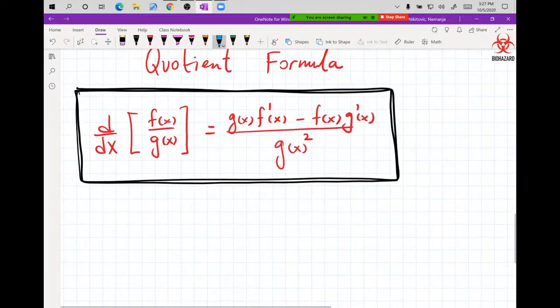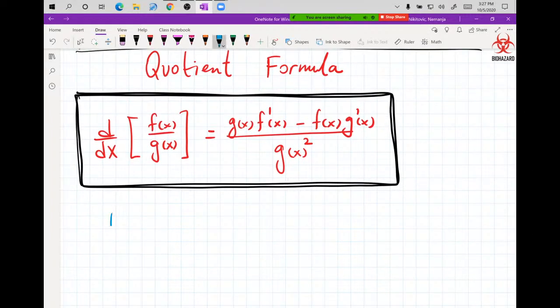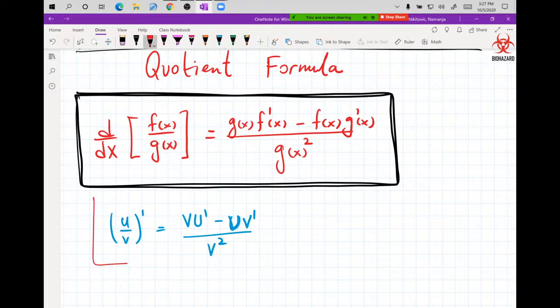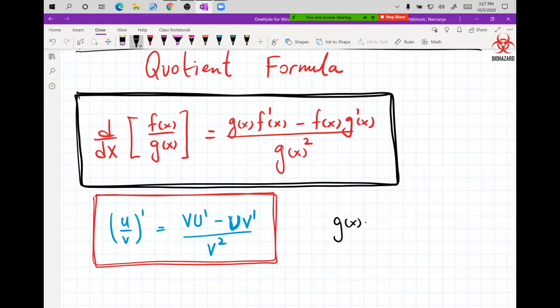And then obviously you have your u form that people sometimes like better, which is going to be v u prime minus u v prime divided by v squared. Again, same thing. It's just less writing. Very important to have this g of x not be 0, obviously. Otherwise, the whole problem goes up in flames.